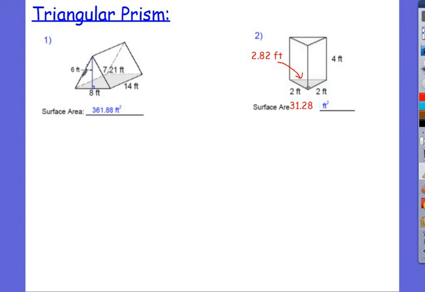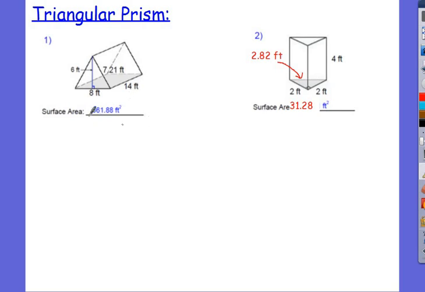Well, what about this other side over here? What are its dimensions? 7.21 by 14. So, do I have 2 sets of bases? No, I just got one base, and it just so happens in this problem, I have 2 sides that are the same lengths. That doesn't always happen, but it sometimes happens. And I have 2 triangles.